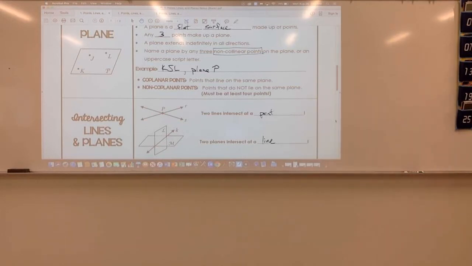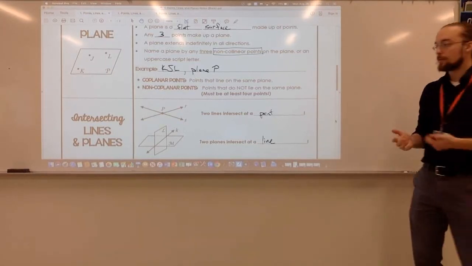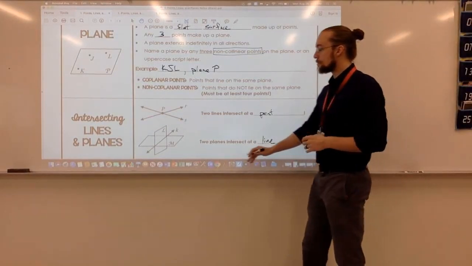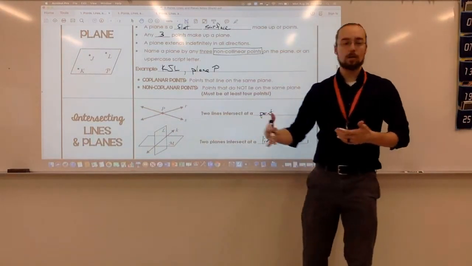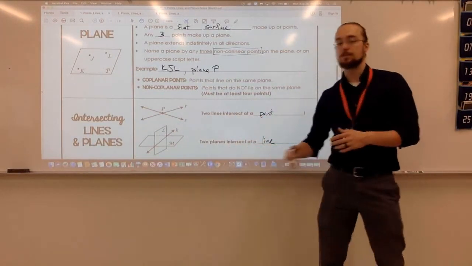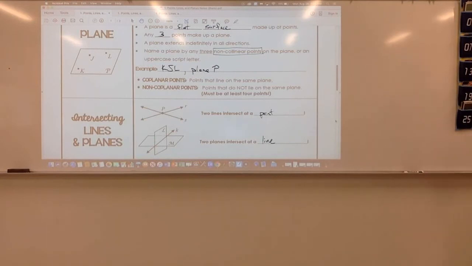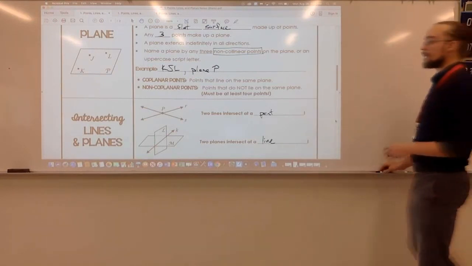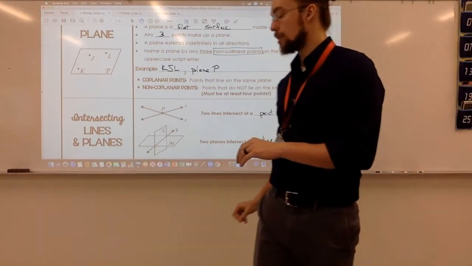But theoretically, the ceiling and the floor are parallel. Theoretically, the front wall and the back wall are parallel. Right? If we extend those forever, they would never intersect. So the idea of parallel, we've worked with parallel lines before, but that idea extends to planes as well. And we'll take a look at that a lot more later this year. So let's flip your paper over and try some of this stuff.